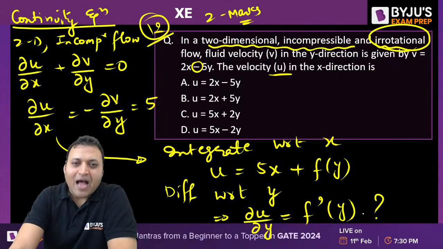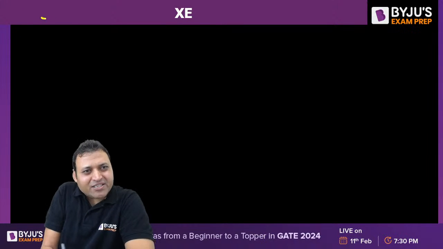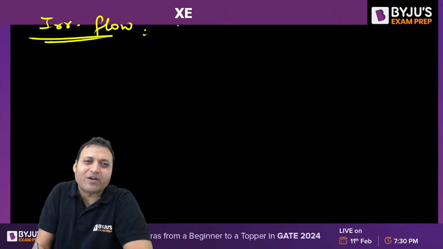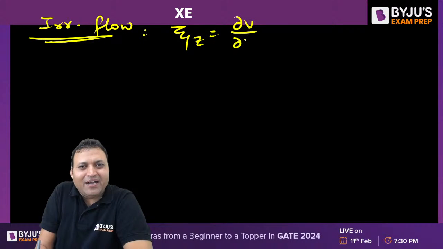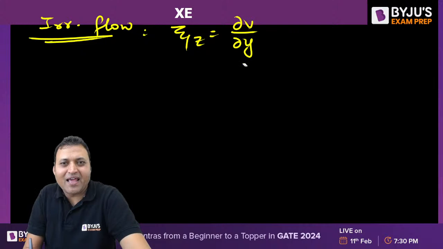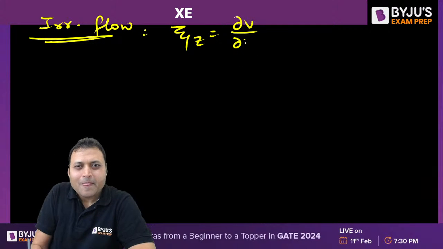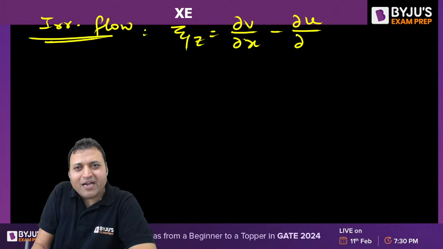Again, because the flow is irrotational, for irrotational flow the vorticity about the z axis, that is del v by del x minus del u by del y, must be 0.